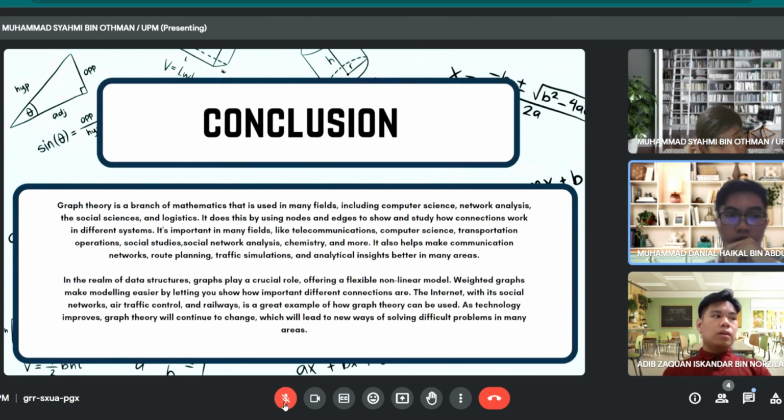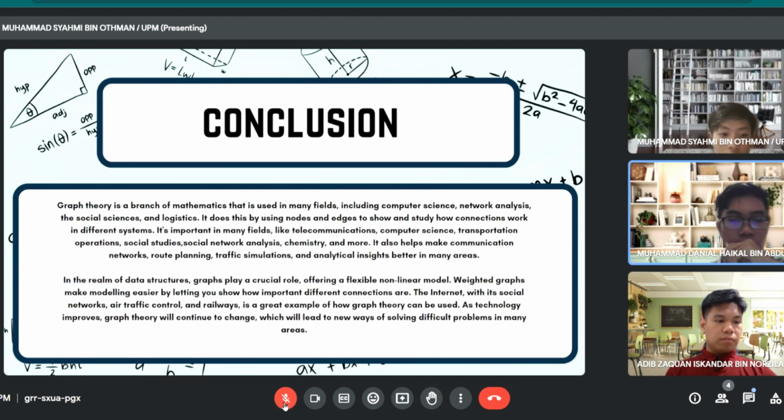As a conclusion, graph theory is a branch of mathematics that is used in many fields, including computer science, network analysis, social science, and logistics. It does this by using nodes and edges to show and study how connections work in different systems. It's important in many fields like telecommunications, computer science, transportation, operations, social studies, social network analysis, chemistry, and more. It also helps make communication networks, road planning, traffic simulations, and analytical insights better in many areas.